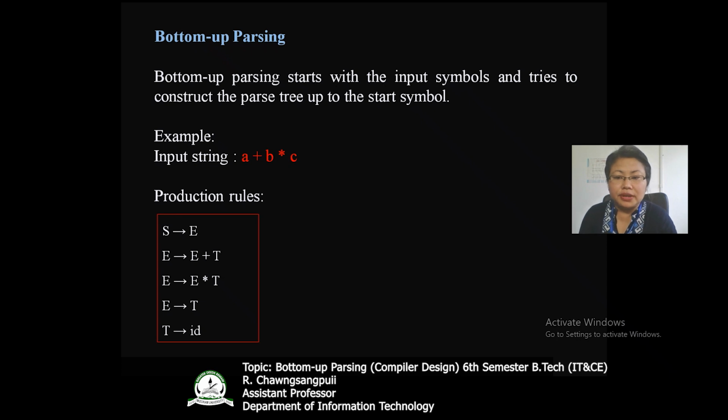So for example, if you have an input string of A plus B into C, where we have the production rules inside the red box, which are 5 rules. They are also called grammar. So the grammar which we are going to use here is 5 lines. Each line is called a production rule. The first being S can have the form E, E can have the form E plus T, E can have the form E into T, E can have the form T, and lastly T can have the form ID.